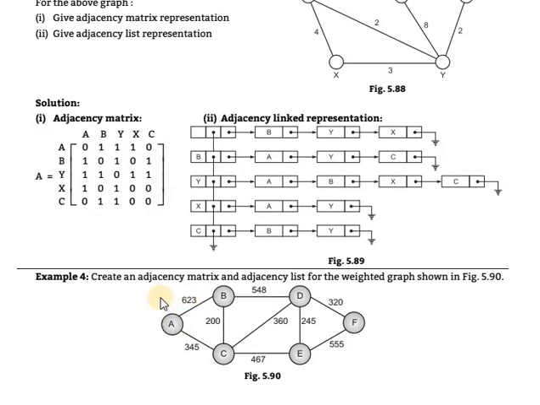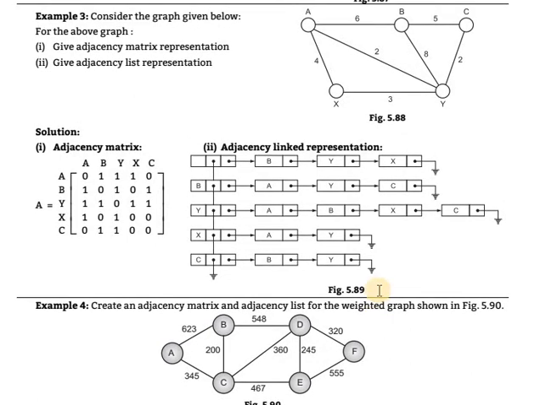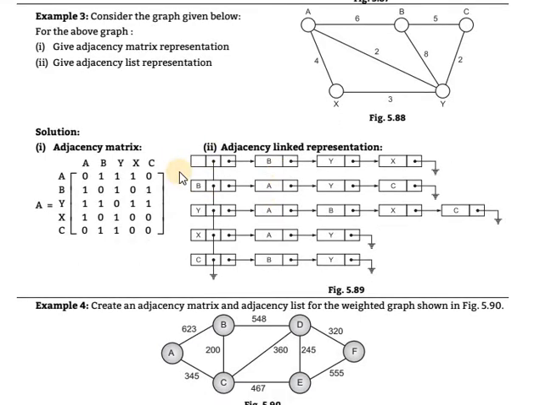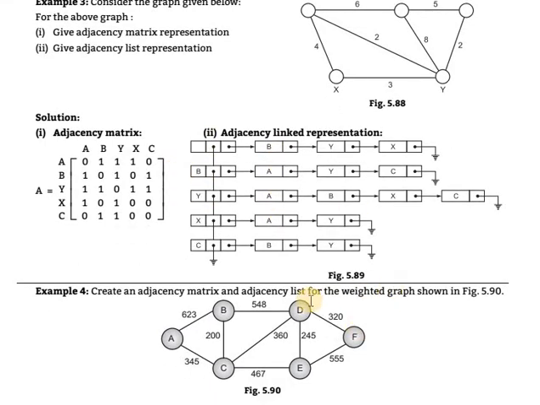This is another example: create an adjacency matrix and adjacency list for the weighted graph. Given the question says weighted graph, write the weighted values. If the word weighted were not indicated, it would not be necessary to write the weighted value. Here it is stated as a weighted graph, so write the value of that weightage.